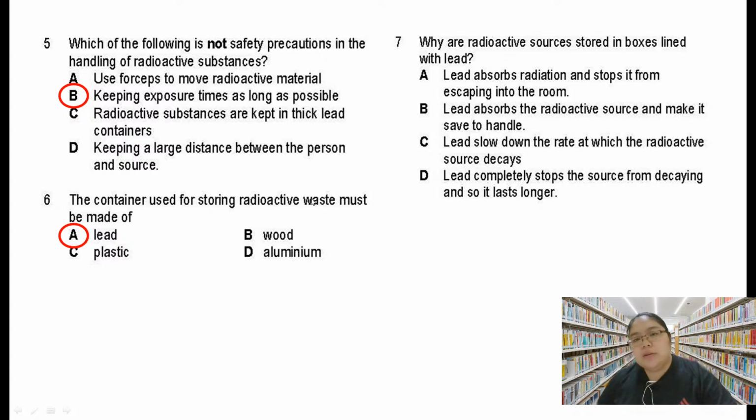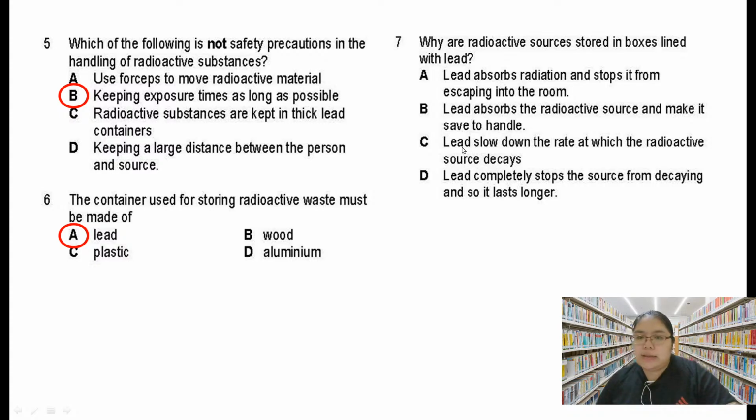Number 7. Why are the radioactive sources stored in a box lined with lead? Why do we want to put them inside the lead box? Okay, lead absorbs the radiation and stops it from escaping into the room. Yes or no? Suppose this one is the answer. We're going to check B and C. Lead absorbs the radiation source and makes it safe to handle. Not safe to handle. They just want to prevent the radiation from going out.